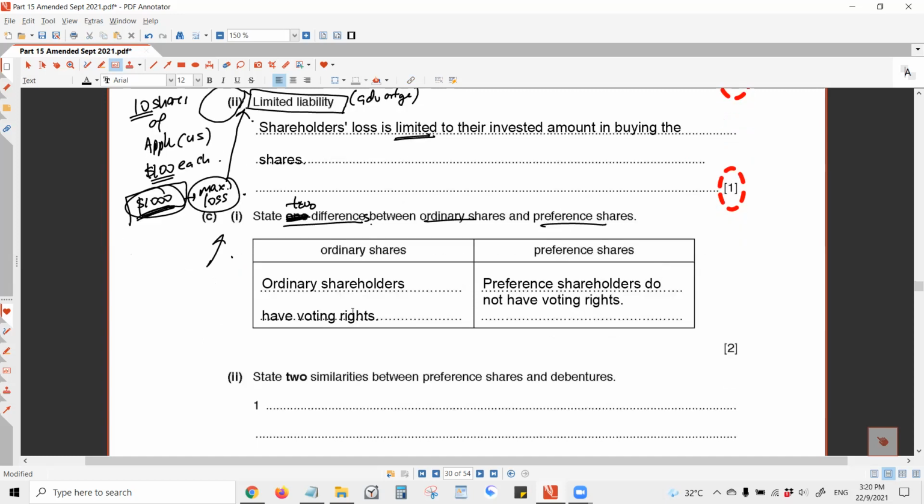What is another difference you can talk about? The dividends. The dividends is something very easy to write in the exam. Variable. And then for preference shareholders, they receive a fixed rate of dividend.